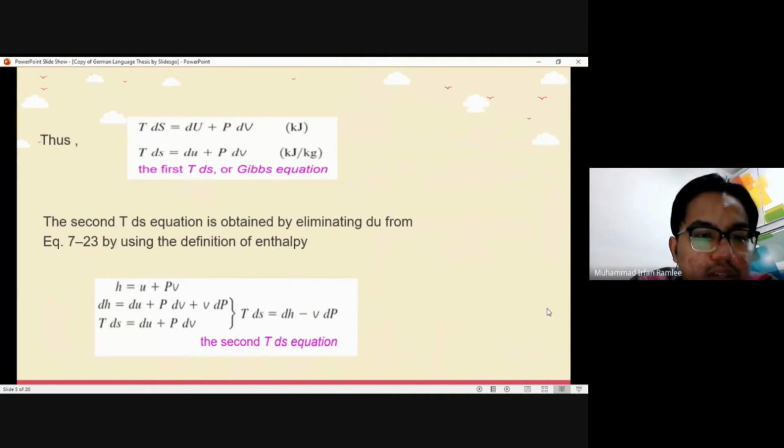The second TDS equation is obtained by eliminating dU from equation 7.23 by using the definition of enthalpy. Equation 7.23 is the one above, T dS equals dU plus P dV. The definition of enthalpy, H equals U plus PV, so dH equals dU plus P dV plus V dP. Then we eliminate dU, and we get the second TDS equation, or the second Gibbs equation: T dS equals dH minus V dP.